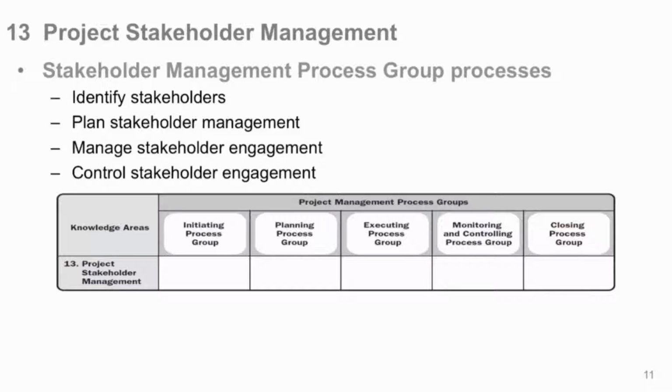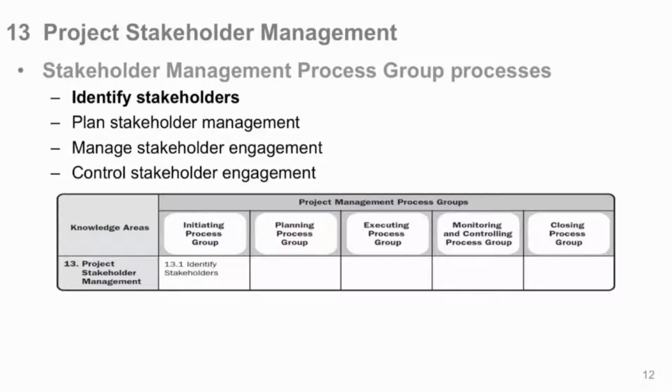Initiating process. Again, there are only 2 processes in the initiating process group at all in PMBOK. One is prepare your project charter. Number 2 is identify the stakeholder. That's why it's so critical we do this early in the game. It's an initiating process. You should do this before you do anything else. Then, once we identify them, we go off and plan how we're going to manage these people. And plan stakeholder management is a planning process.